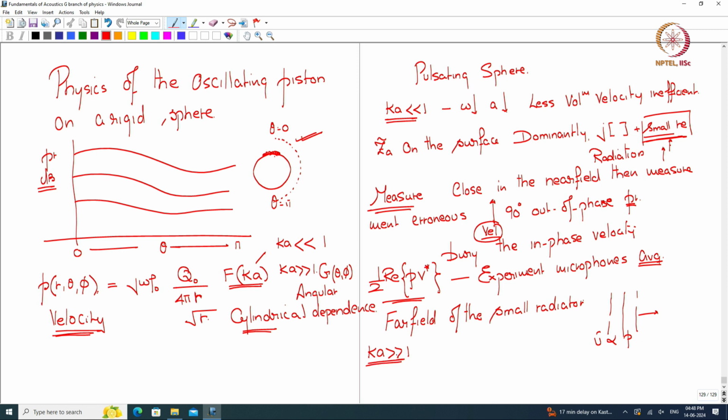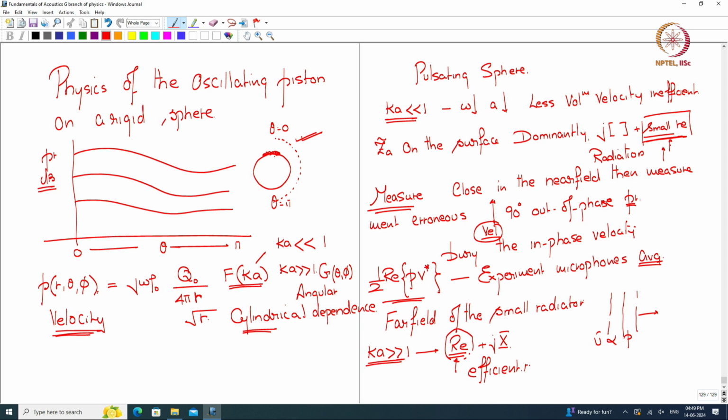how large we do not know, some large value, such that there is a real component of surface acoustical impedance and there is, let us say, an imaginary component also. Let us say the real part is dominant on the surface, that means it is kind of an efficient radiator.